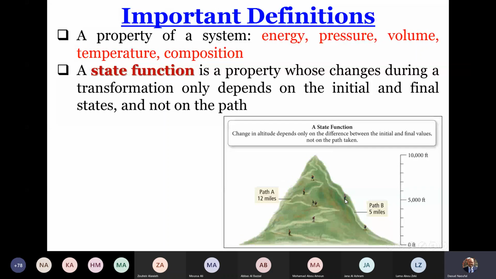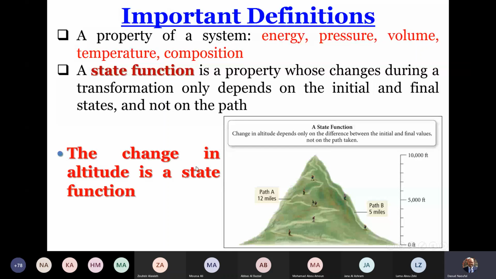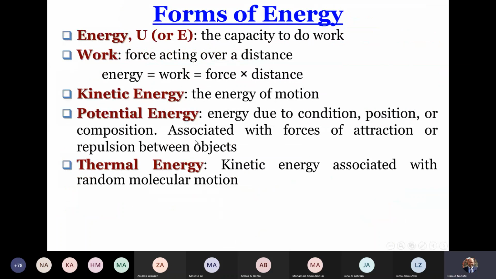The distance is not a state function because the distance does not depend on the initial state and on the final state. It depends on the pathway I follow. So in this figure, I have two properties, the height and the distance. The height is a state function, the distance is not. This is a very important definition, the state function. I pass to other notations.